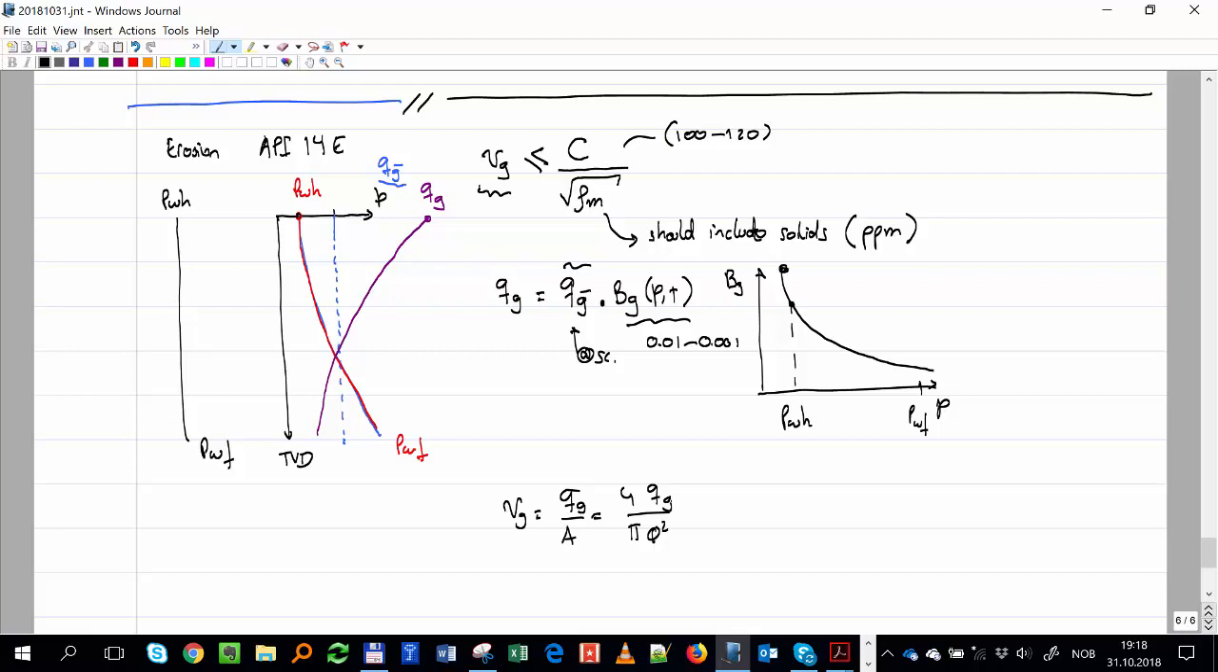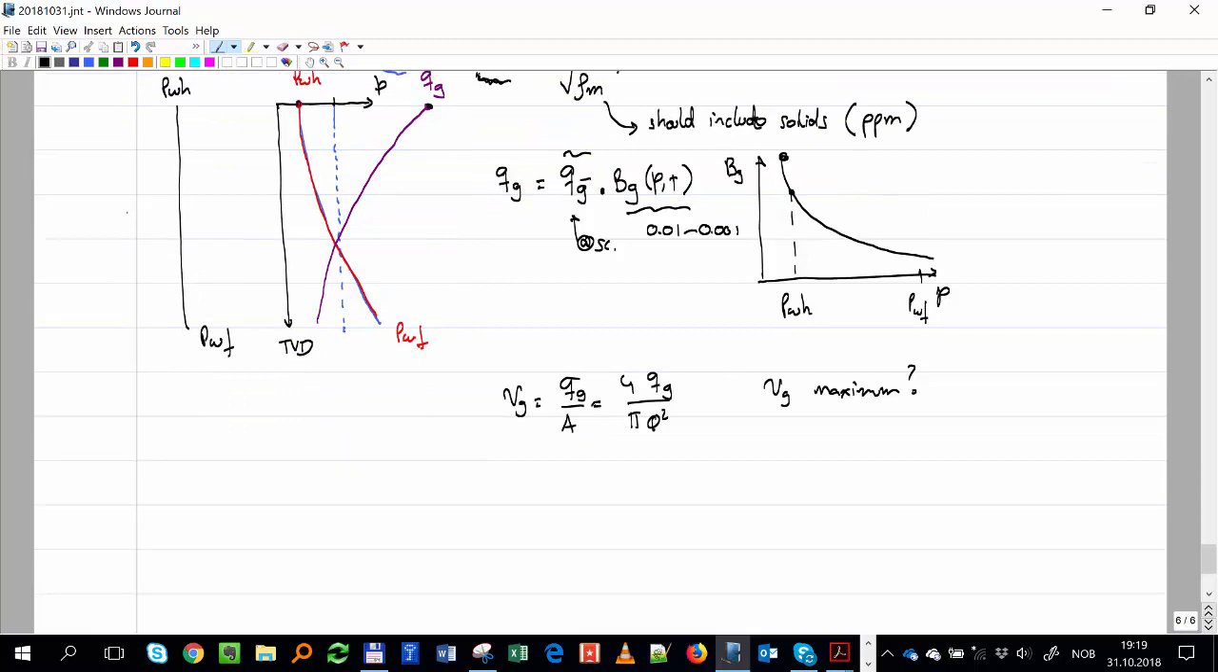So where should I check the erosion criteria? What is going to be the most critical point in the tubing? Where is VG, the velocity of the gas, going to be maximum? At the wellhead, exactly. So usually, for erosion, sometimes you simply verify that you don't have erosion at wellhead conditions. So sometimes it's very simple.